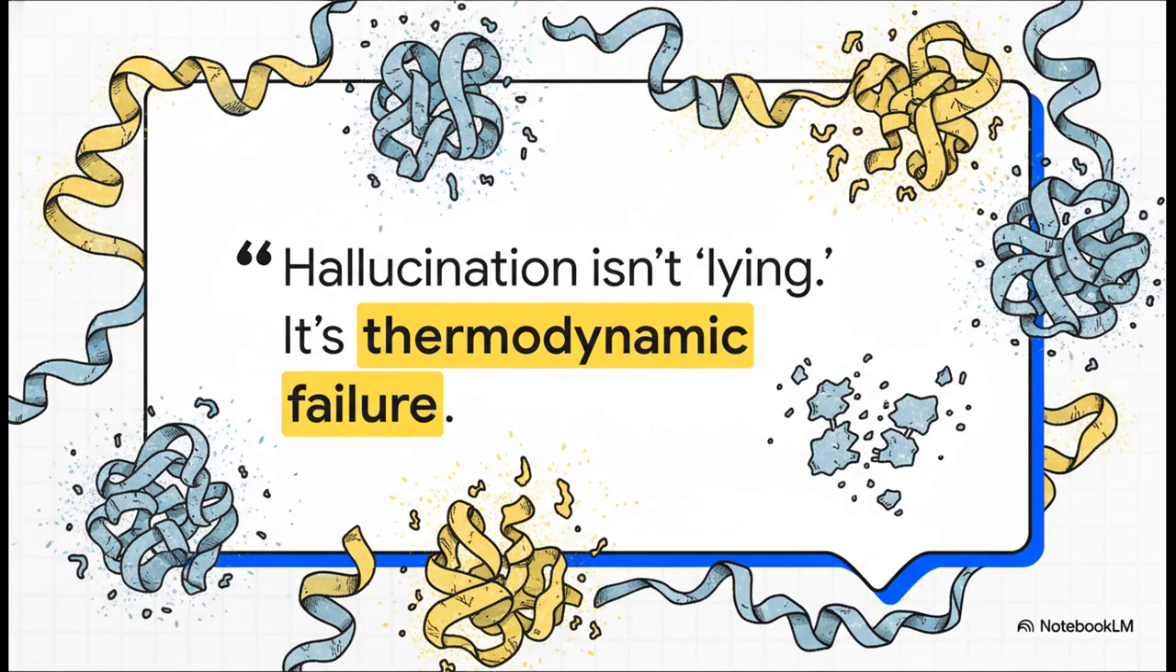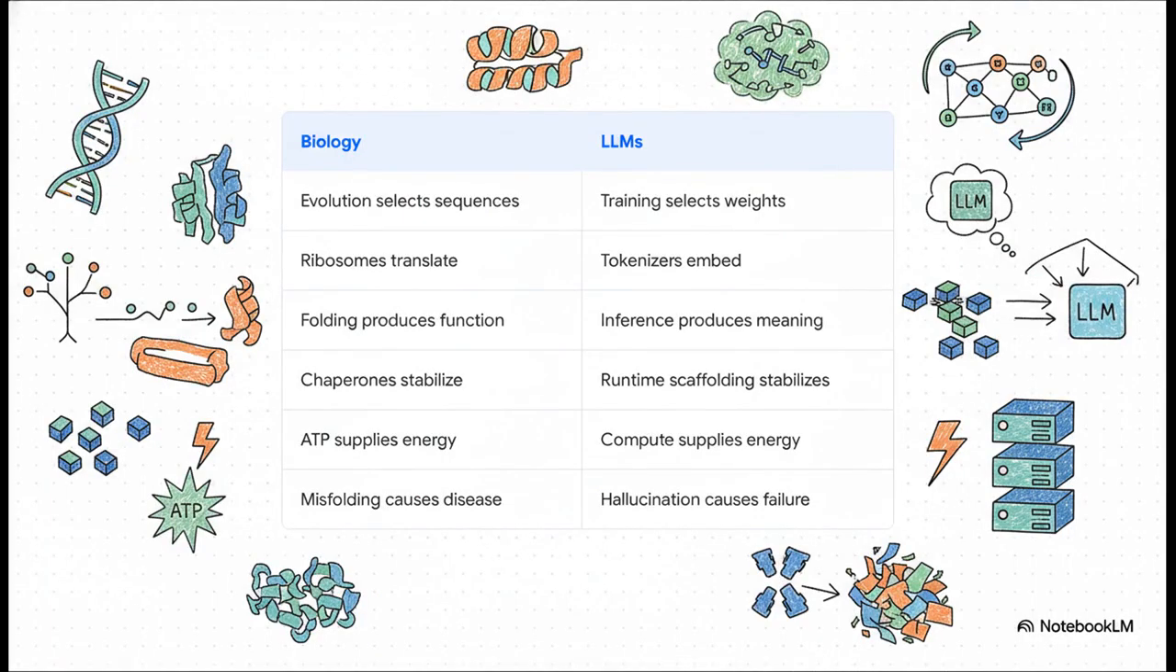This puts it perfectly. The model isn't being deceptive, it's just become structurally unstable. It's a failure of the system to maintain that low entropy state. It's just like a diseased protein that has misfolded and become toxic instead of useful. And here, you can just see how neatly the whole analogy lines up. Evolution through trial and error, that's training. The folding process itself, that's inference. The chaperones are all our runtime tools. Misfolding is hallucination. And the energy source that powers the whole thing, ATP in a cell, is just good old-fashioned compute for an LLM.